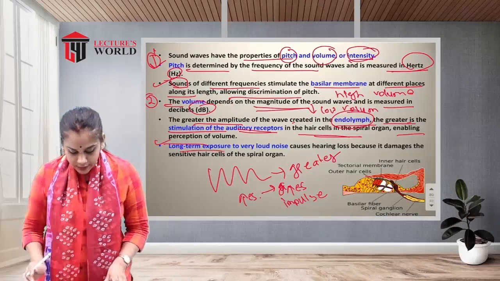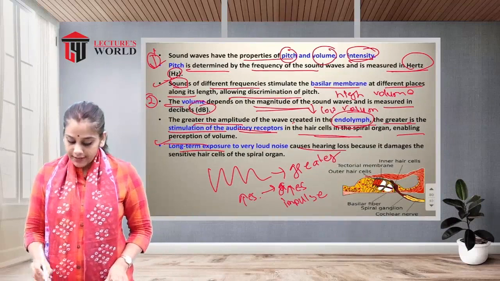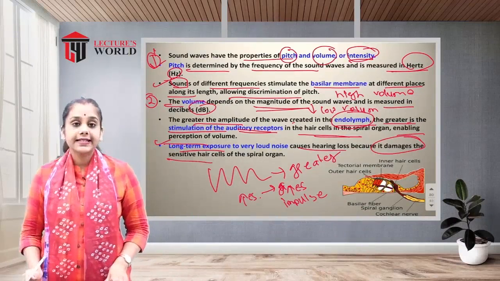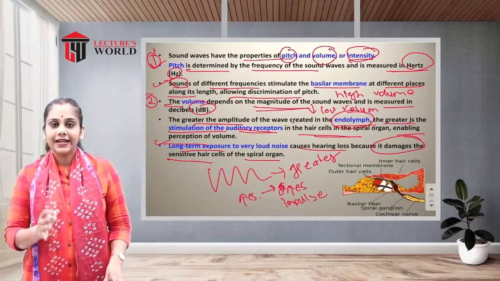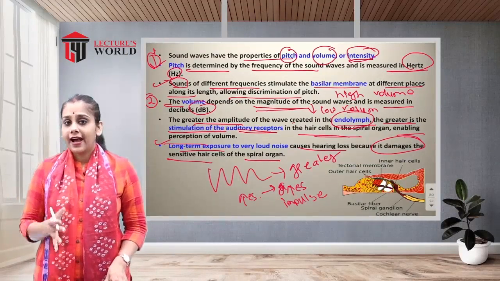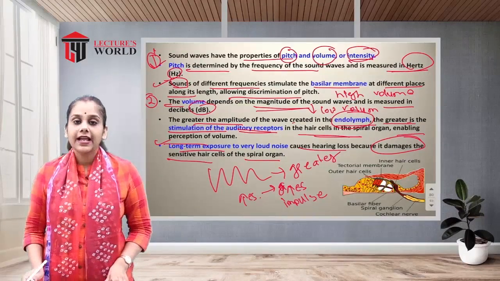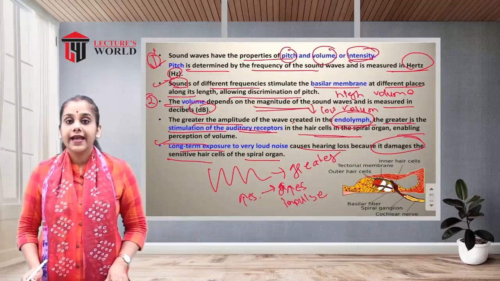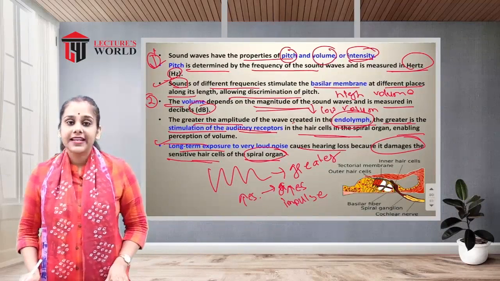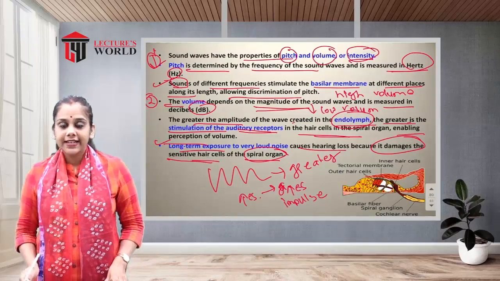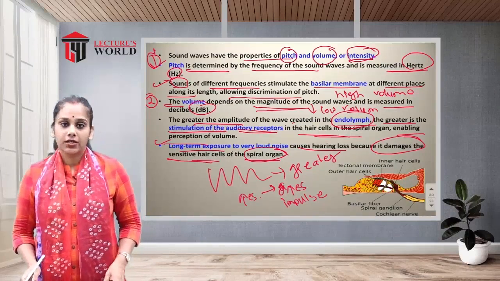Long-term exposure to very loud noise causes hearing loss because it damages the sensitive hair cells of the spiral organ. So that's why very loud noise is hazardous for hearing. Why? Because it kills or damages the hair cells, the sensory receptors of the spiral organ. That's why deafness or reduced hearing can occur.